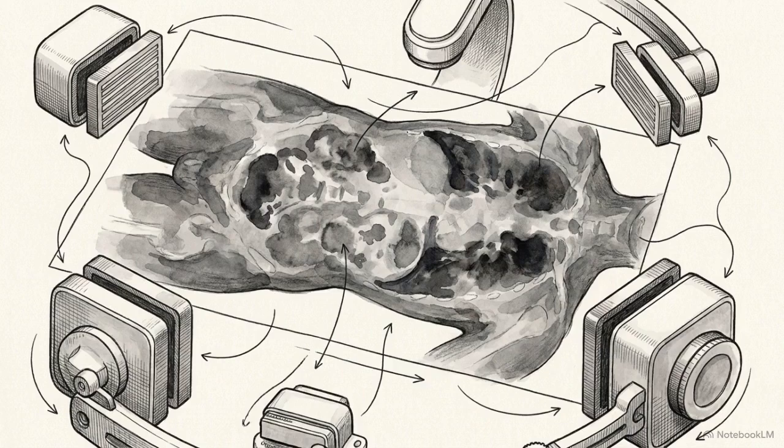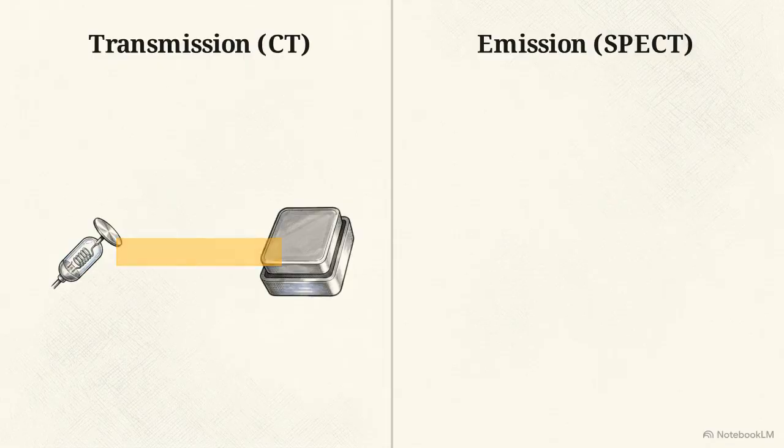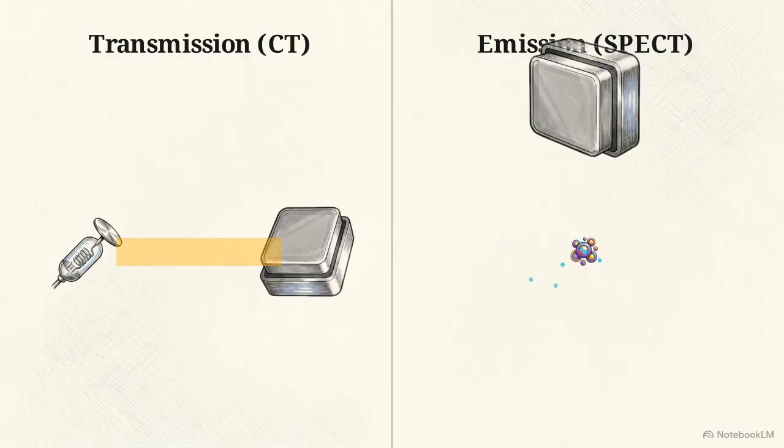Planar nuclear medicine gives us flat, two-dimensional views of radioactive tracers inside the body. Single photon emission computed tomography, or SPECT, takes those same tracers and builds a three-dimensional cross-sectional map. This diagram shows the core physical difference between transmission and emission imaging. On the left, a CT scanner transmits X-rays straight through a patient. On the right, SPECT imaging captures single gamma photons emitted from a localized radiopharmaceutical already inside the patient.